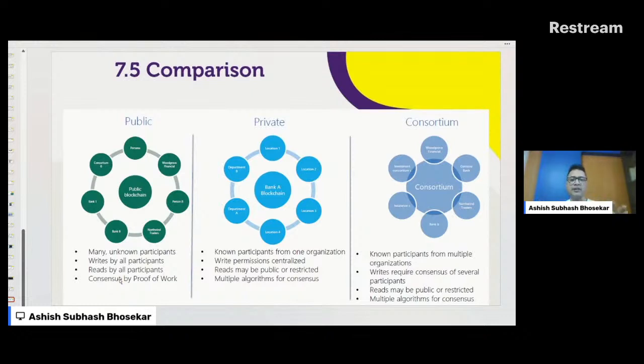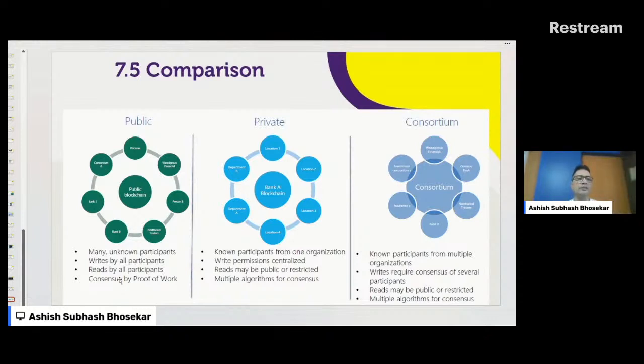Private is known, only from one organization. Permissions, centralization, reads by public or restricted. Write is only given to the people who have permissions. And multiple algorithms for consensus. It can have anything, proof of work, proof of stake, or delegated proof of stake, as we discussed last time.